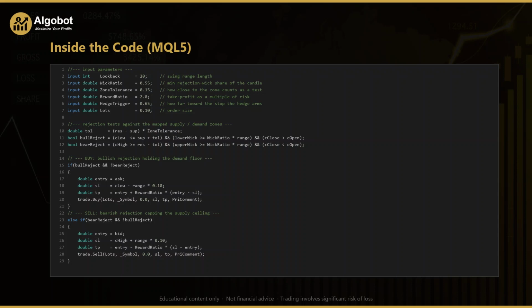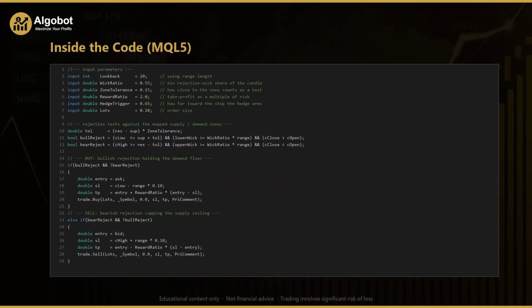Below the parameters are the two rejection tests. The variable bull reject is true when the just closed candle's low reaches into the demand zone, its lower wick is at least the wick ratio share of the candle, and it closes above its open. The variable bear reject is the opposite. The high reaches the supply zone, the upper wick is long enough, and the candle closes below its open.